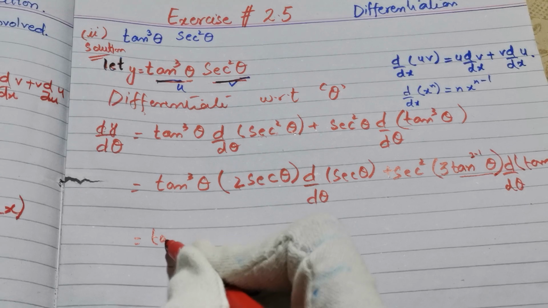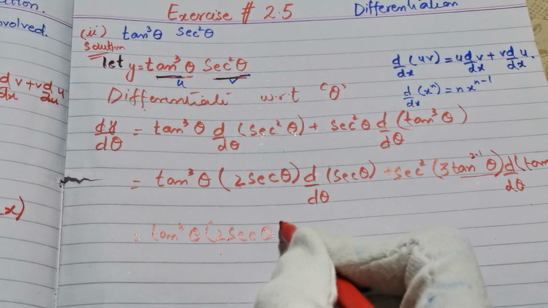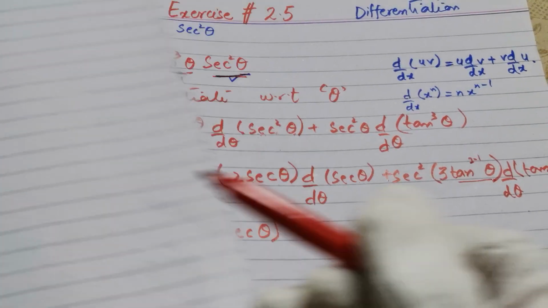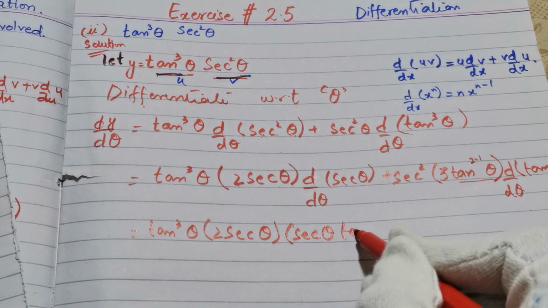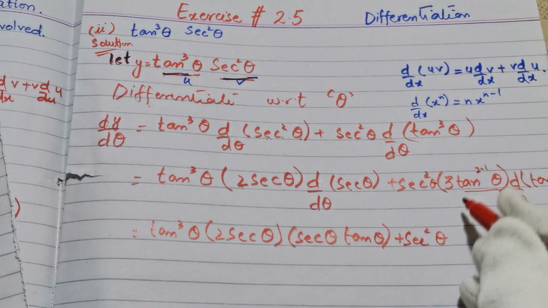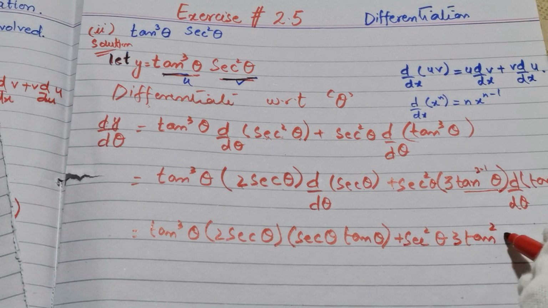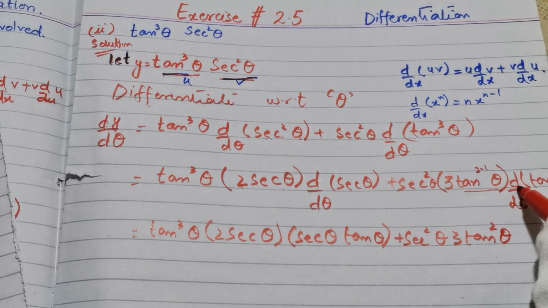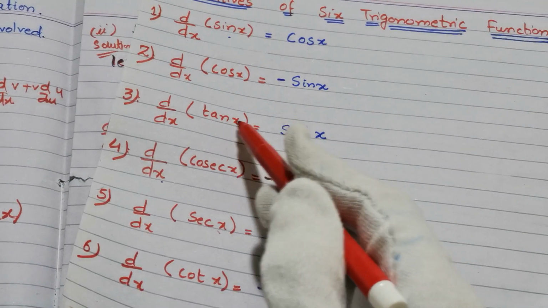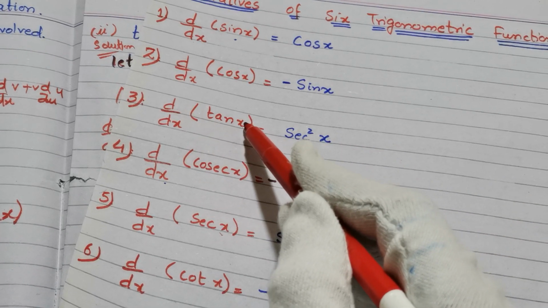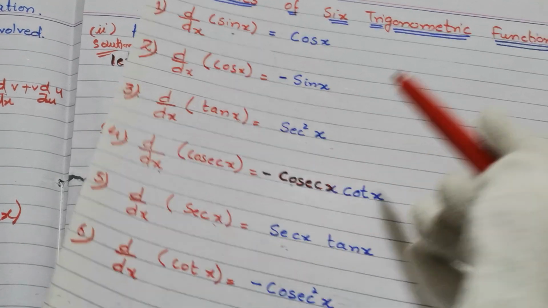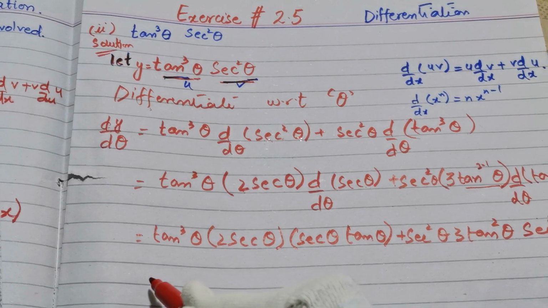Now tan cube theta times 2 secant theta, the derivative of secant theta is secant theta tan theta, secant theta tan theta, plus secant square theta times 3 tan to the 3 minus 1, which becomes 2, theta, and the derivative of tan theta is secant square theta. The derivative of tan x is secant square x, and instead of x here the variable given is theta, so the derivative of tan theta is equal to secant square theta. Now further we will simplify.